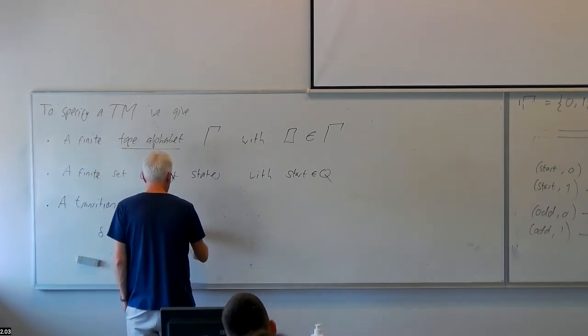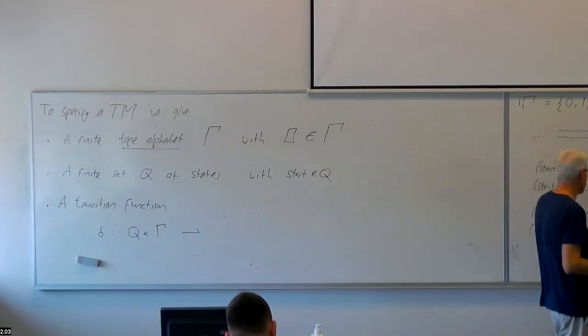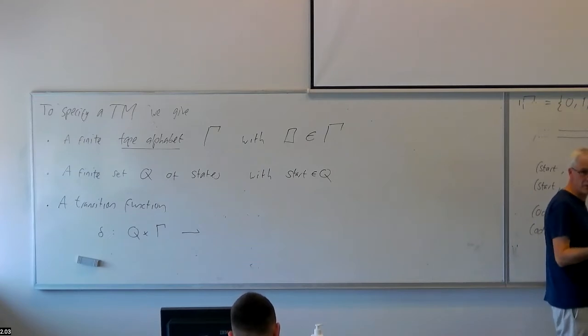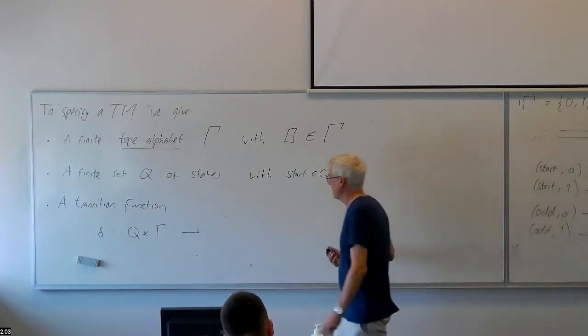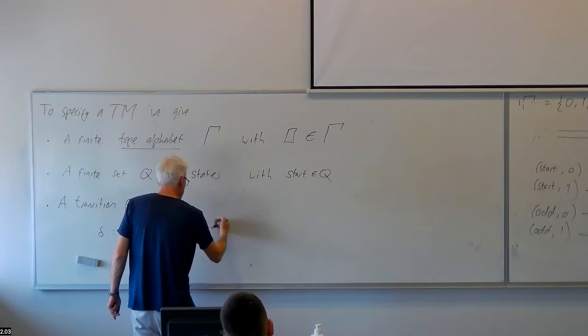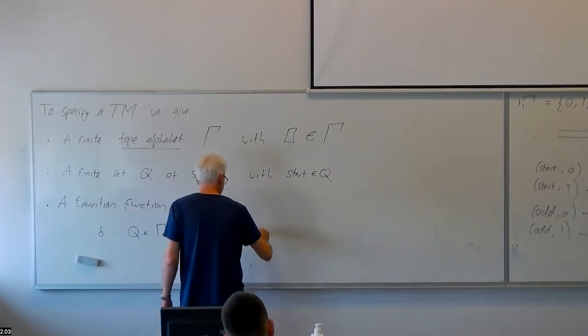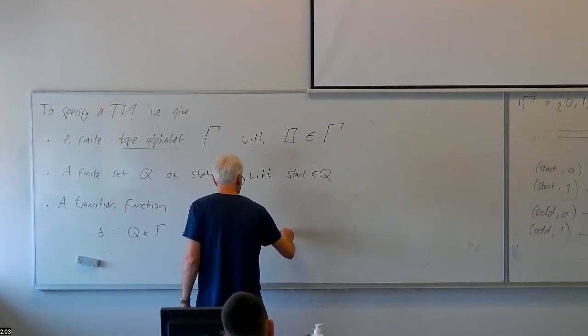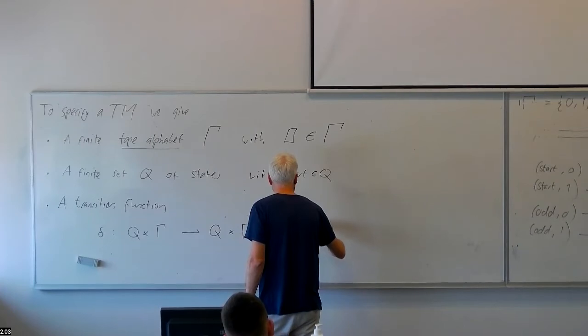And the codomain of the function gives us the instruction: which state to move to, what symbol to overwrite the current symbol with, and which direction to move. So it's a function whose codomain is a triple consisting of a state, another tape symbol, and a displacement, either -1, 0, or +1.